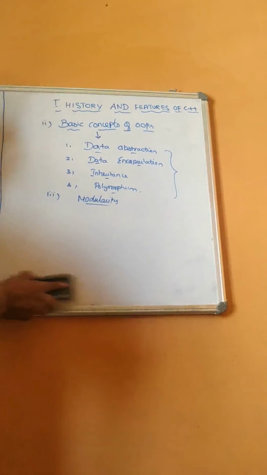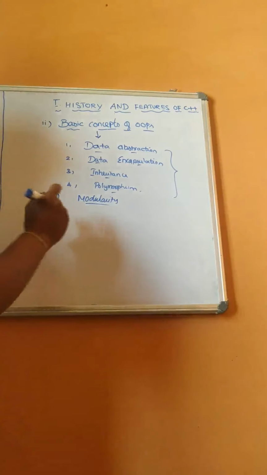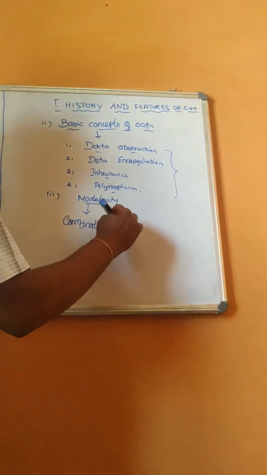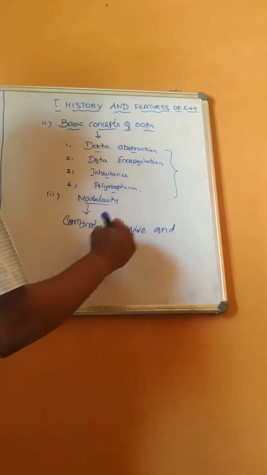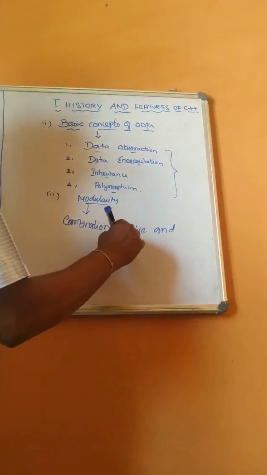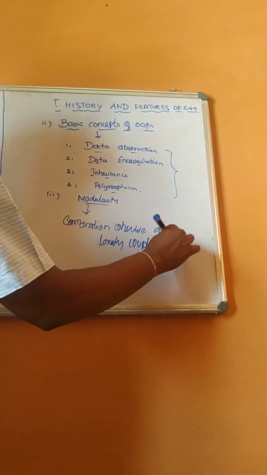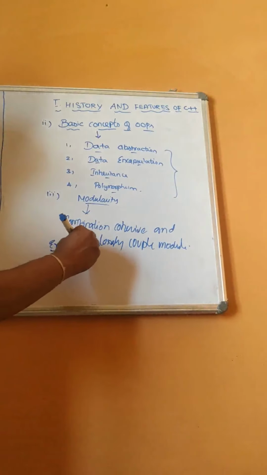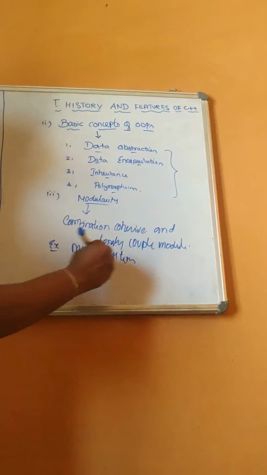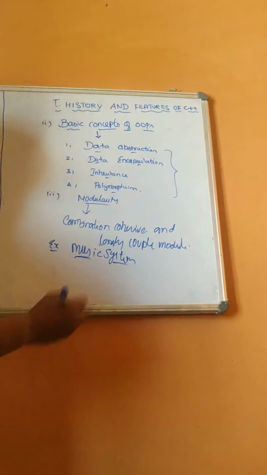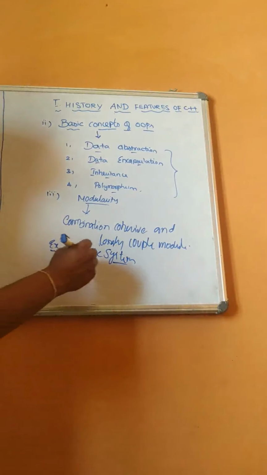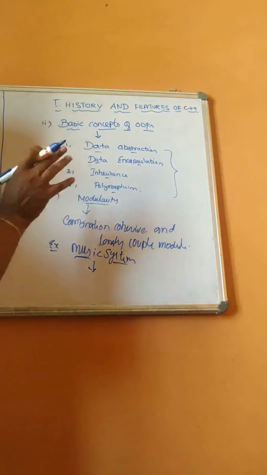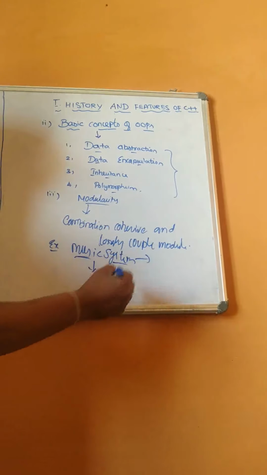Modularity is nothing but a combination of cohesive and loosely coupled models. What are cohesive and loosely coupled models? For example, if you take a music system, what we'll have in the music system is a combination of cohesive and loosely coupled models. A model is nothing but small individual parts which I'll attach together to finish a product such as a music system.